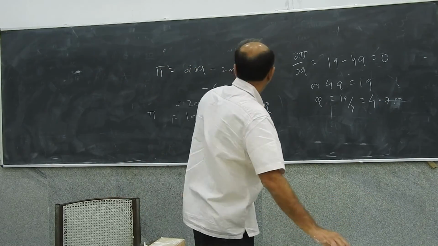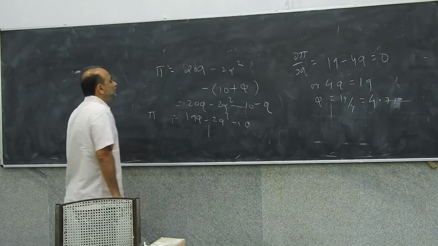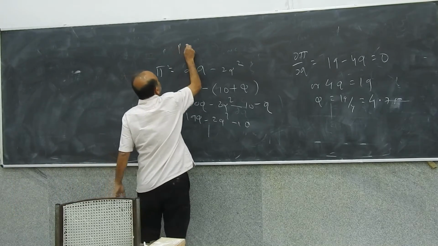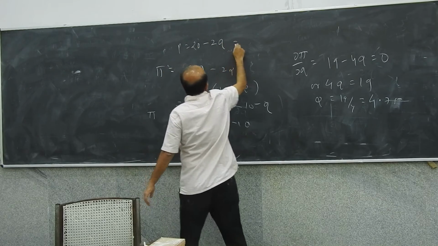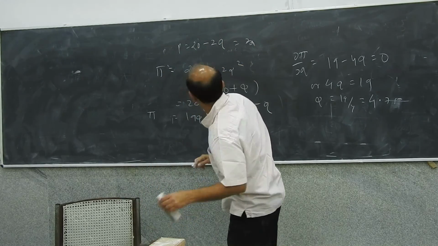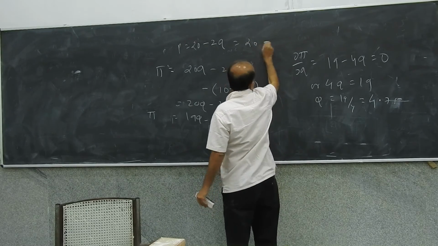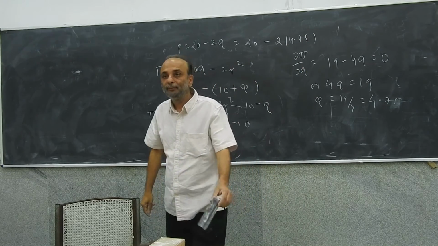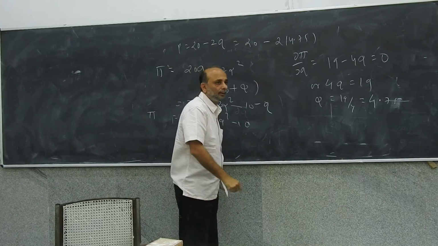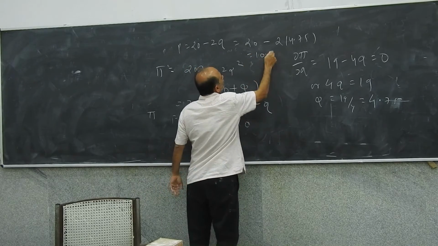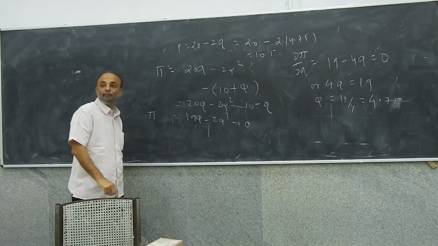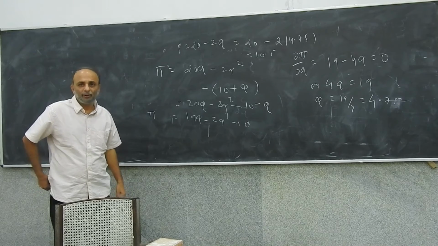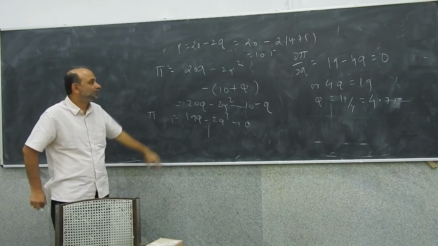What would be the price P? What is the demand curve? Price is equal to 20 minus 2 into 4.75. What is 4.75 into 2? 9.5. So price is 10.5. Okay, price is 10.5.